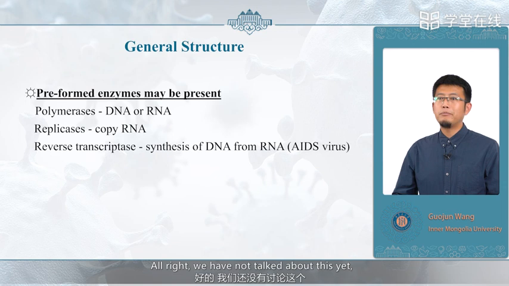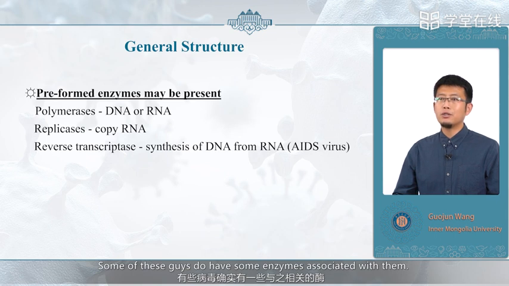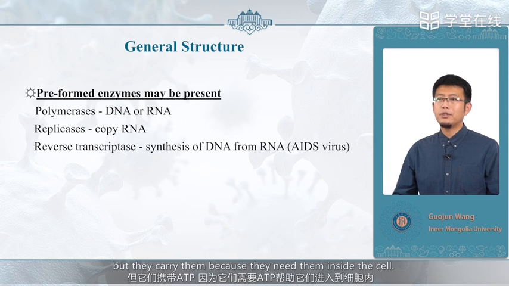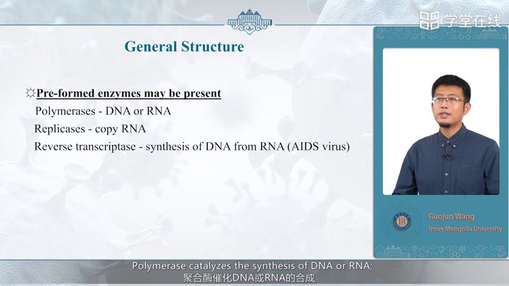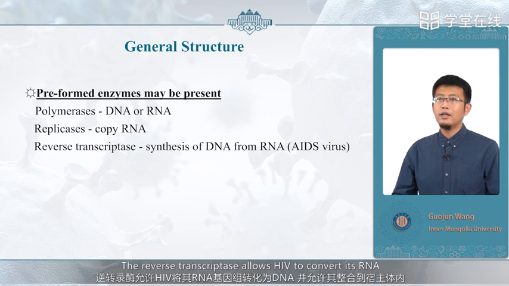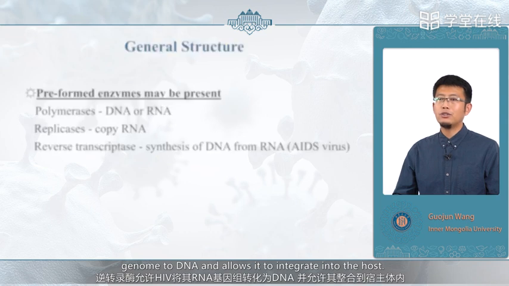We have not talked about this yet, but the general structure has these things inside. Some of these viruses do have some enzymes associated with them. They do not make any ATP, but they carry these enzymes because they need them inside the cell. Polymerase catalyzes the synthesis of the DNA or RNA. Replicases catalyze the synthesis of copy RNA. The reverse transcriptase allows HIV to convert its RNA genome to DNA and allow it to integrate into the host.